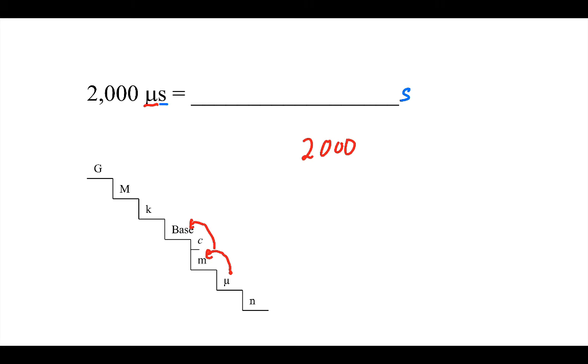So I start off with 2,000 with my decimal point, and I go 1, 2, 3, 4, 5, 6, putting in 2 zeros. So 2,000 microseconds is 0.002 seconds. Again, that's all there really is to it. However many steps you are, you keep moving those decimals 3 at a time.